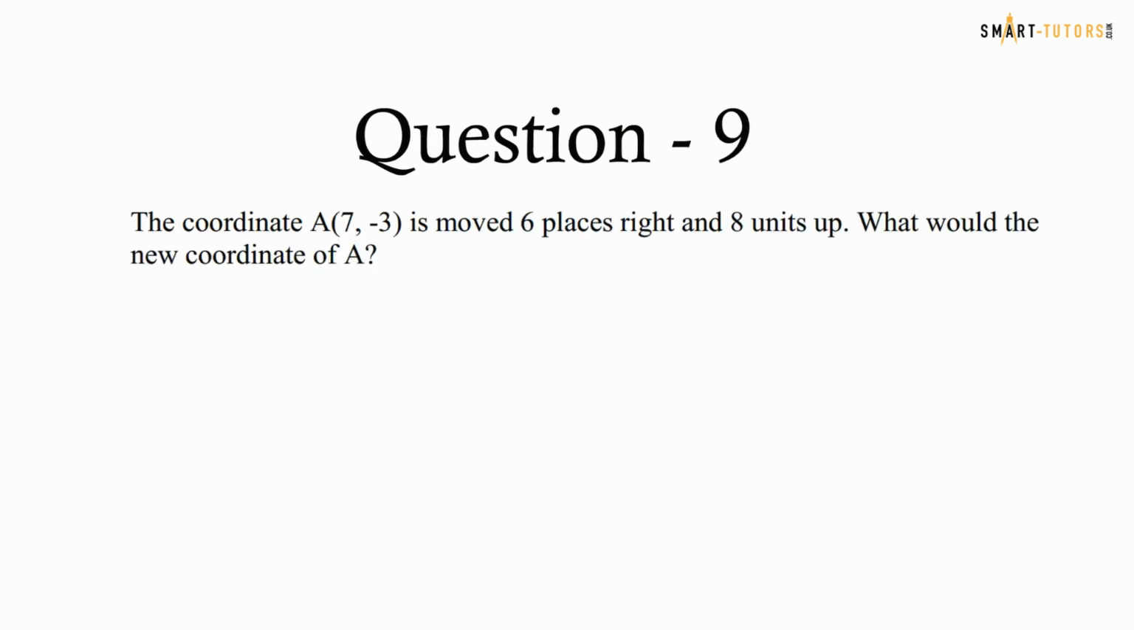Question number 9. The coordinate A is 7, minus 3. It's moved 6 places to the right and 8 units up. So what would be the new coordinate of A? So this is A. Let's say A dash is the new coordinate. The 7 is the x coordinate, minus 3 is the y coordinate. If you move right hand side, the x coordinate is going to be increased. 7 plus 6 is 13 and minus 3.